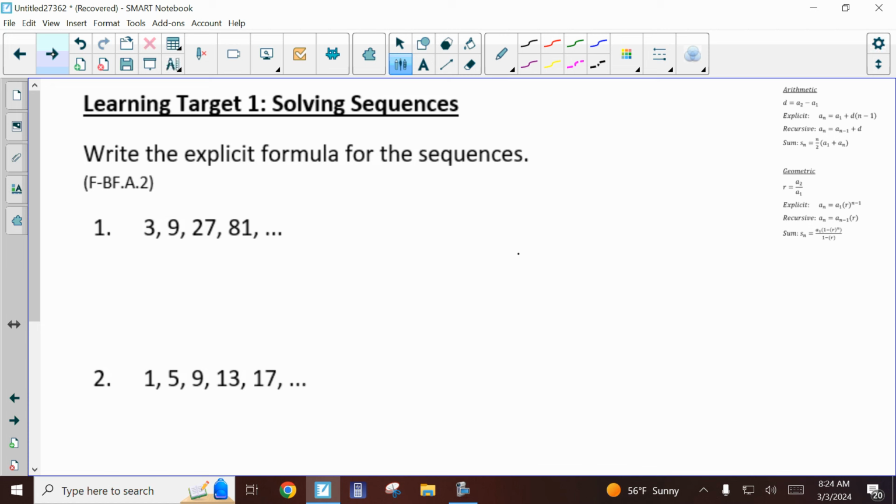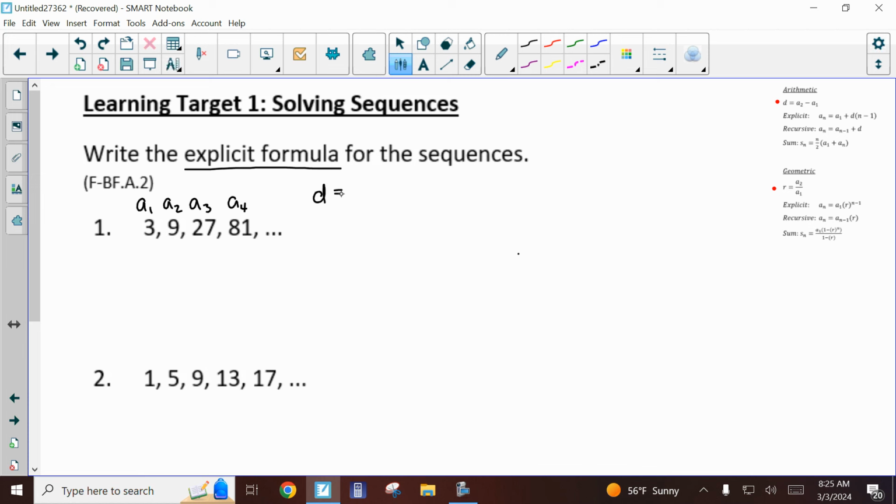It says, write the explicit formula for the sequence. Now, in order to write an explicit formula, you have to know what kind of sequence it is. So we could try to calculate either the D or the R, because each formula has its own difference between terms. If I was going to calculate D, I would take all of my terms and label them. Let me make this skinnier so I have space to write. So this is the first term, second term, third term, fourth term.